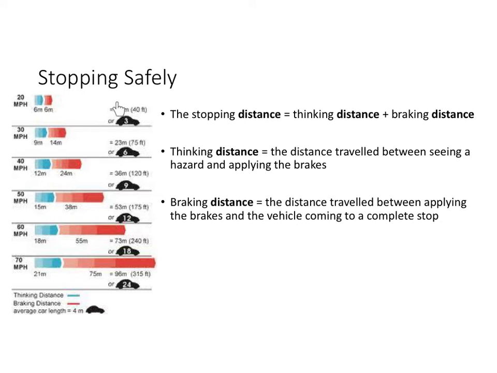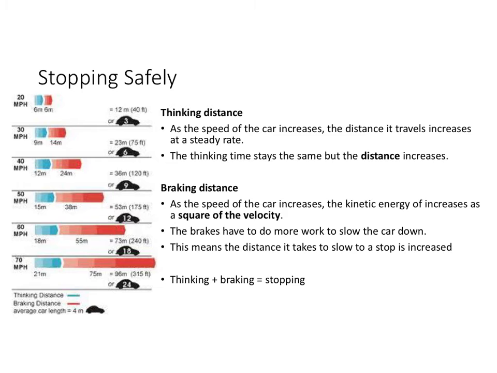So this total distance is the stopping distance, the thinking distance plus the braking distance. Let's have a more detailed look, starting with the thinking distance, the blue part. As the speed of the car increases, the distance it travels increases at a steady rate. If I double my speed from 20 to 40, the thinking distance changes from 6 to 12, so that doubles. It's a constant rate. From 30 at 9 meters to 60 at 18, we've doubled, and that's doubled. The thinking time is assumed to stay the same, but the distance increases because your speed is increasing.